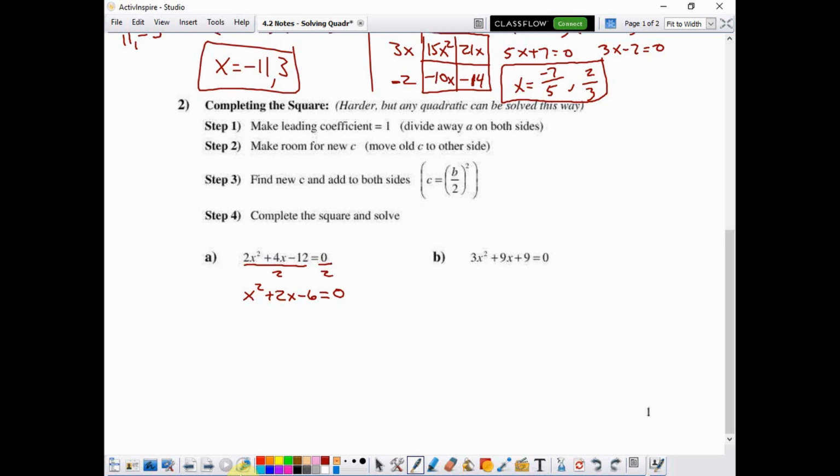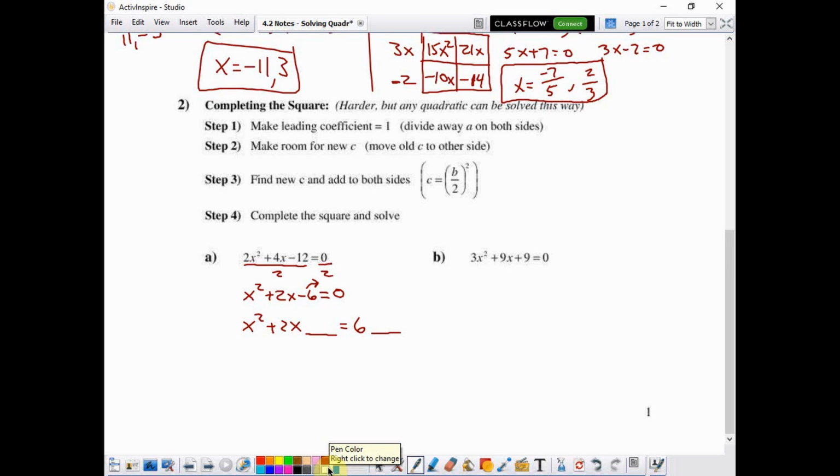The next step is to make room for a new c. This right here is not a square trinomial, and we'll talk in a minute about what that means. But I need to move this c over and make room for a new c to make a square trinomial. X squared plus 2x, new c equals positive 6, and whatever I add here, I have to add over here as well.